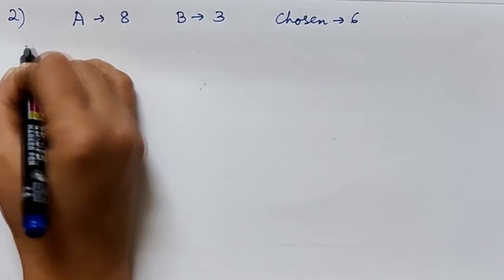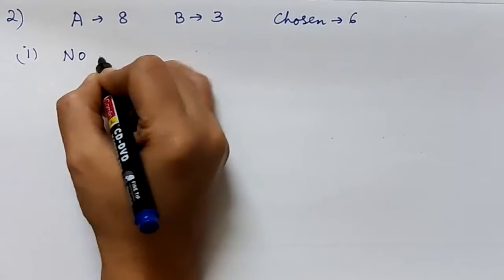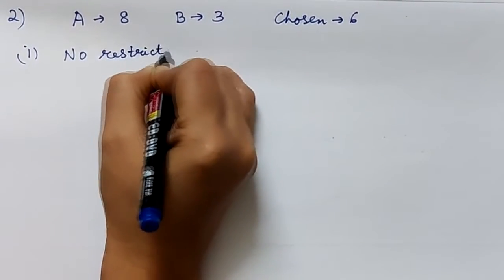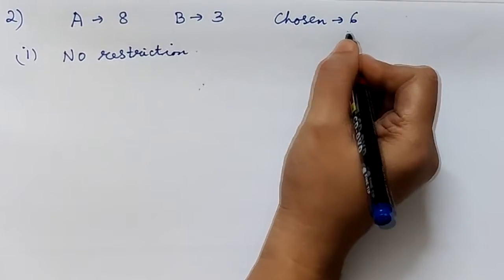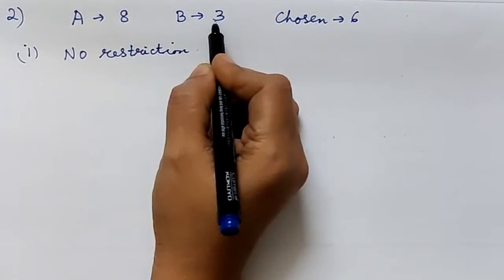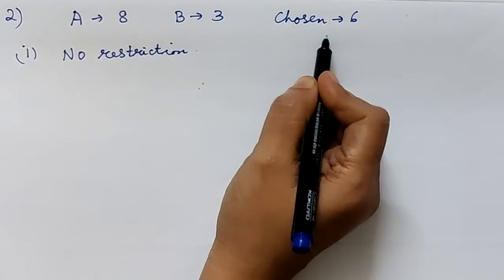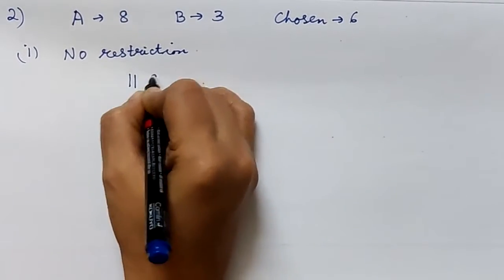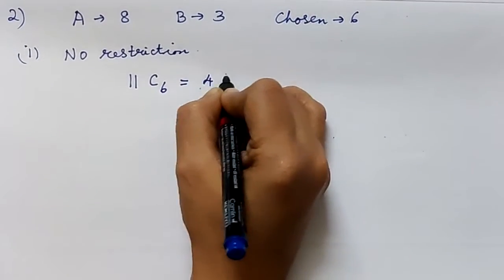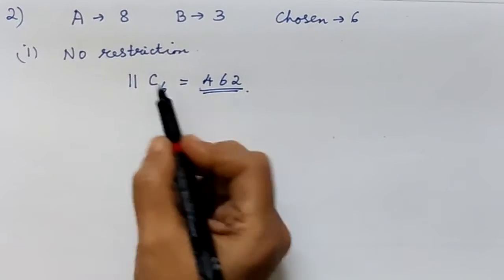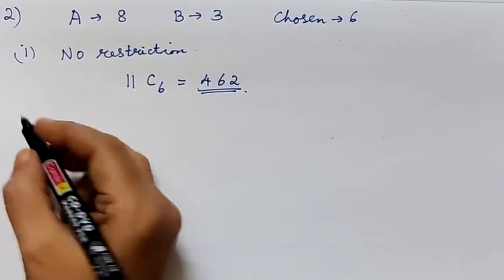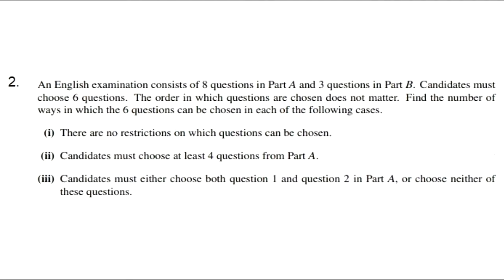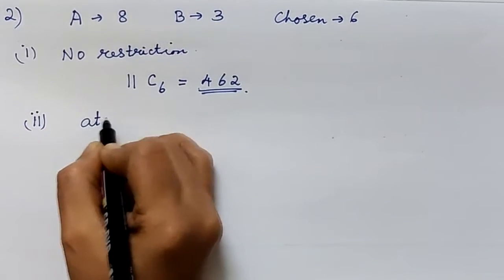Okay. The first part of the question is, there is no restriction on which questions are to be chosen. So a total of 6 questions has to be chosen. The total questions are 11. From these 11 questions, 6 questions have to be chosen. So it will be 11C6, which will be equal to 462. That's it, there's no restriction. So it is very simple: from 11 questions, you're choosing 6 questions. So 11C6. The second part: candidates must choose at least 4 questions from part A. So at least 4.